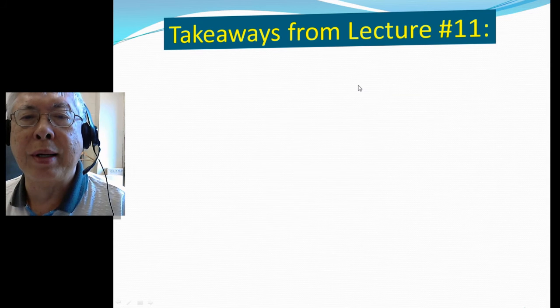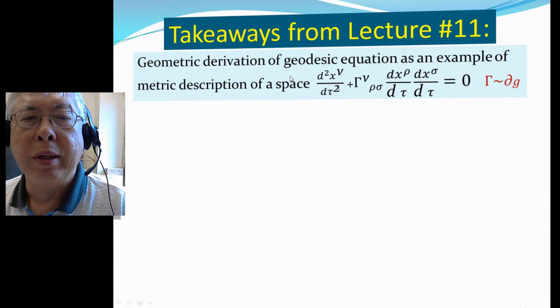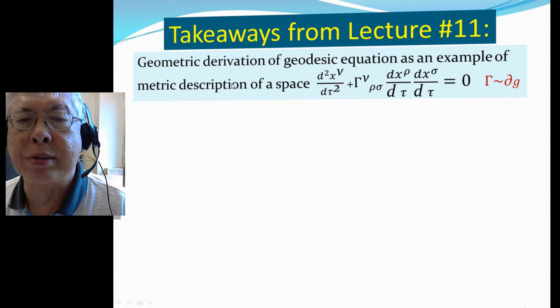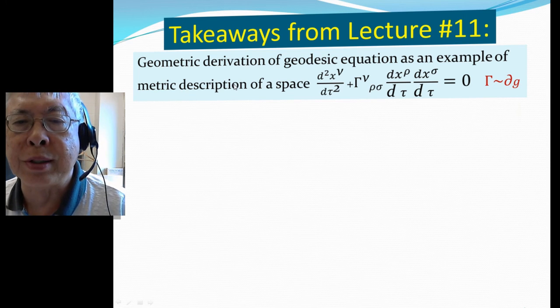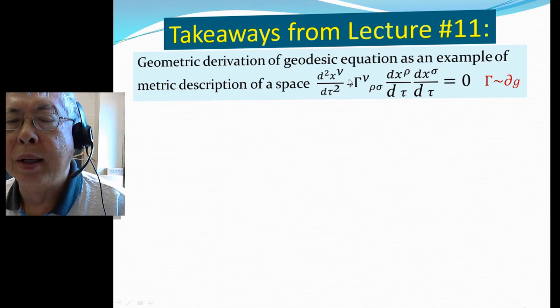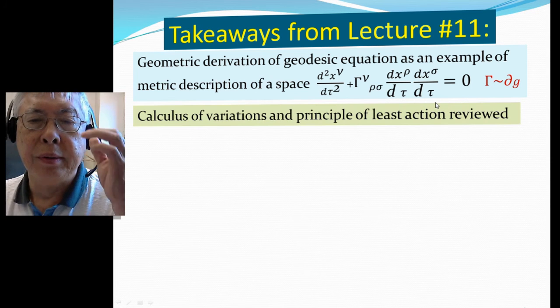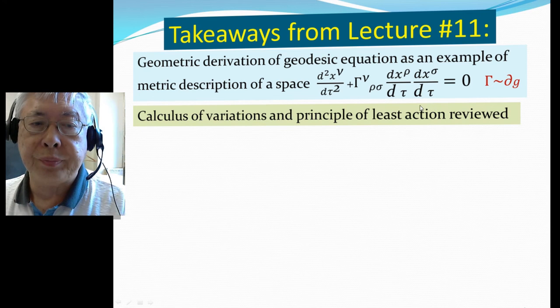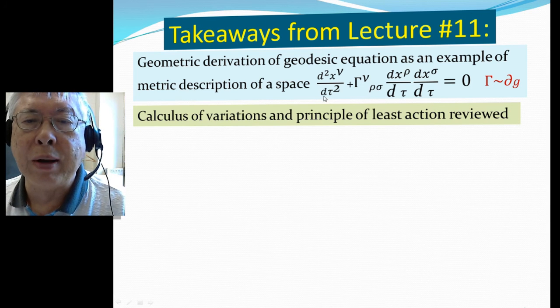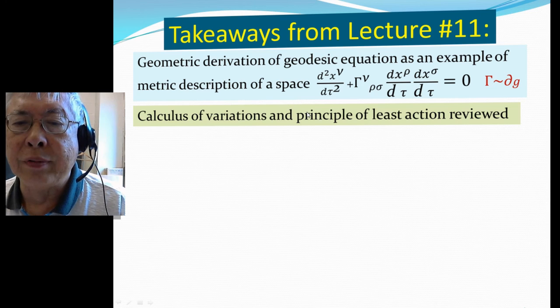So the takeaways for lecture number 11. First, remember we made a geometric derivation of the geodesic equation as an example of how the metric fixes the geometric relations in the space. And this is the geodesic equation, in which the second derivative of position is related to gamma, which is the first derivative of the metric. Then we derived this through the calculus of variations from the principle of least action. So we reviewed those topics and saw how the geodesic equation can be derived this way.